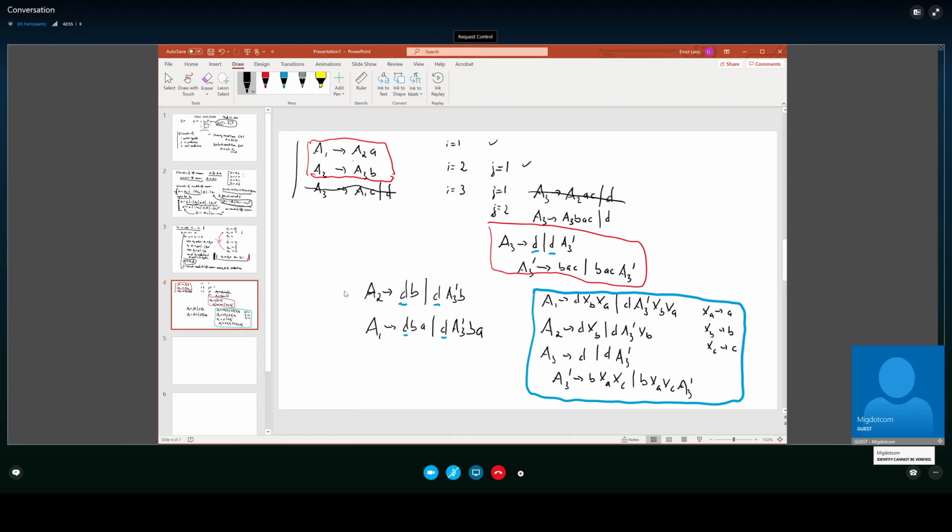Okay, so I somehow got lost in the part where we went from A1 is DBA, to the actual answer, A1 is DXBXA. Where do we input those two X's, and how do we get there?